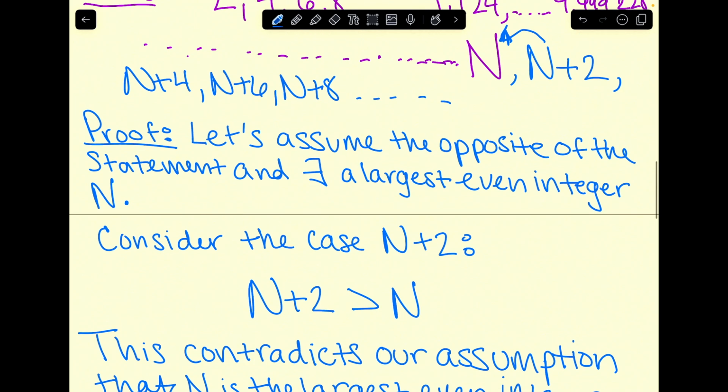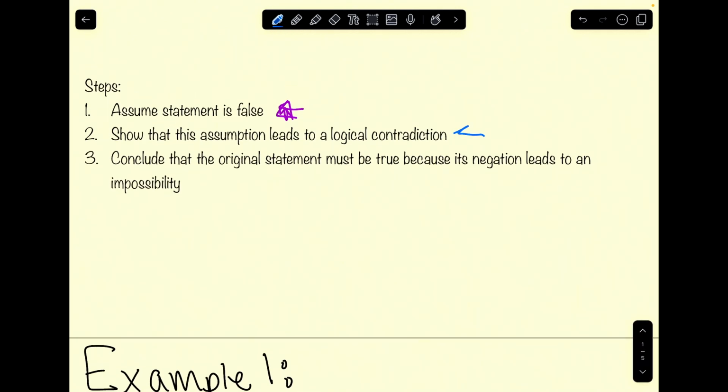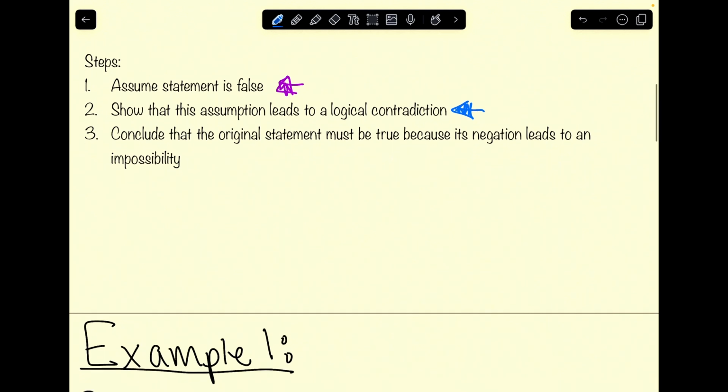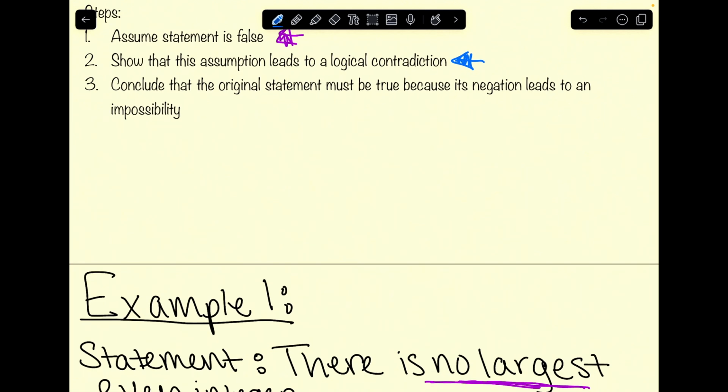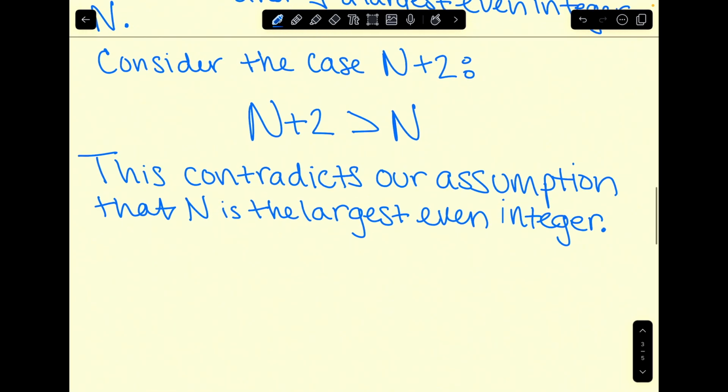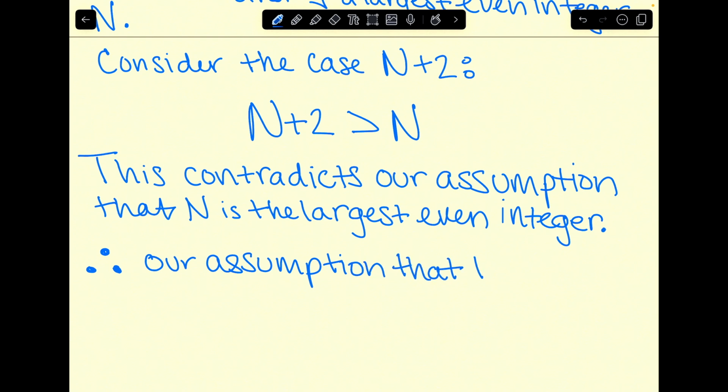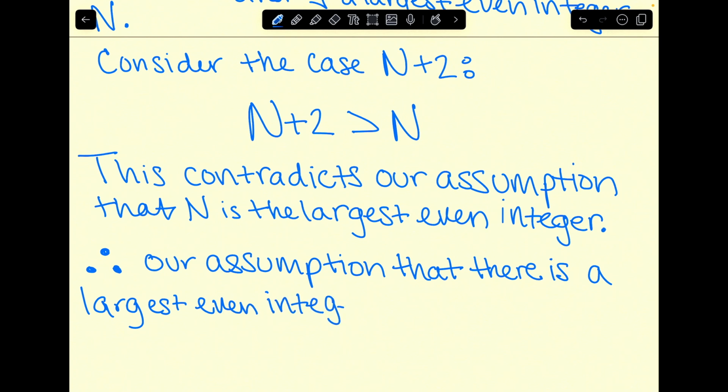So this aligns with step 2 of our proof by contradiction methodology. So now we conclude that the original statement is true. Therefore, our assumption that there is a largest even integer must be false.